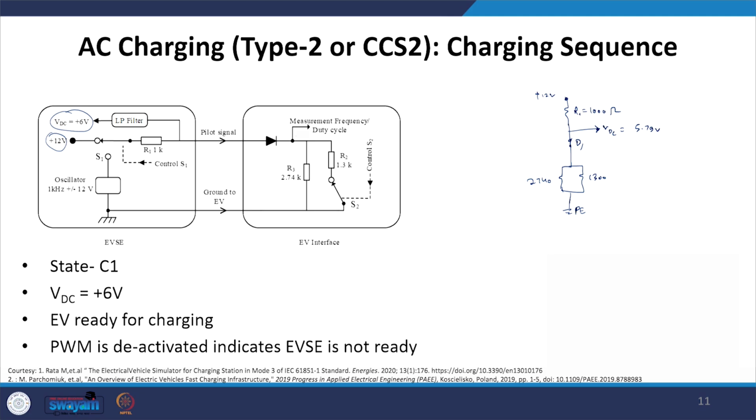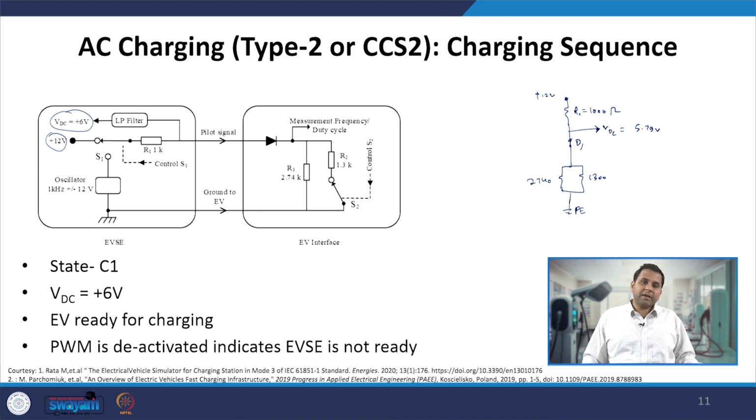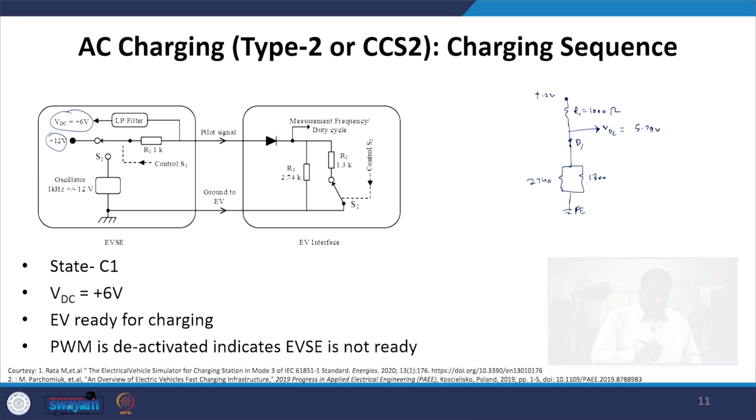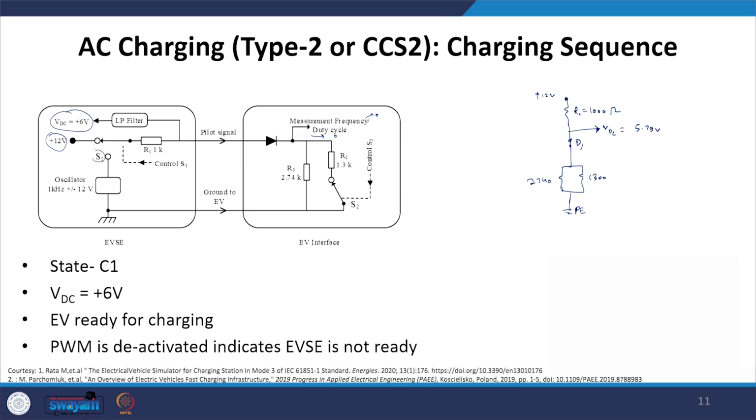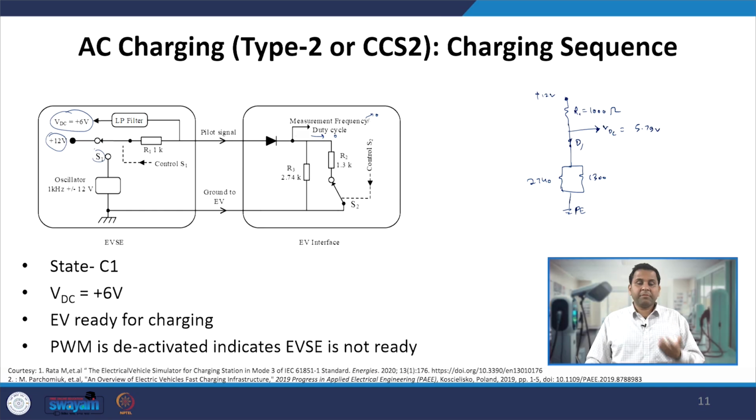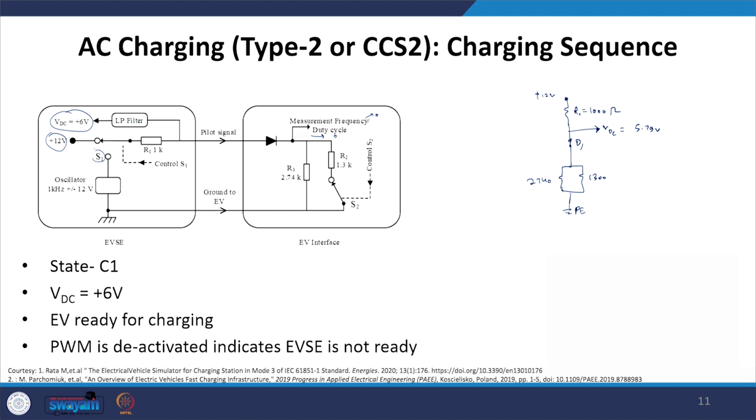So what happens in this case, the EV enters into the charging state, maybe the EVSE would have got some error, and because of that the EVSE quickly tells the EV that it is not ready by changing its switch S1 from the oscillator to the fixed 12 volt, and that is when on the vehicle side it detects the frequency and duty ratio to be 0. That is when the EV comes to know that okay, although I am ready, the EVSE is not ready for charging, and that is why PWM is deactivated, and accordingly the EV will change its state if it feels that it has to.